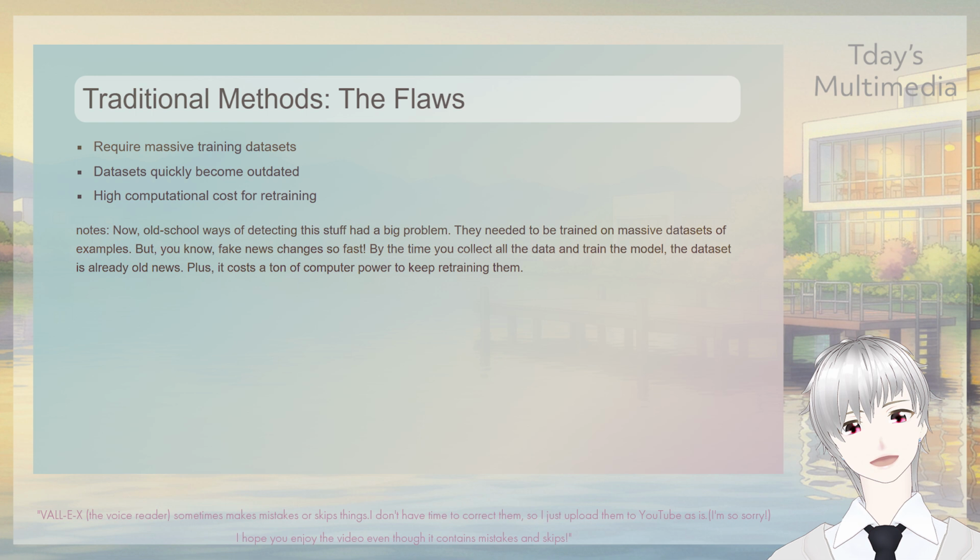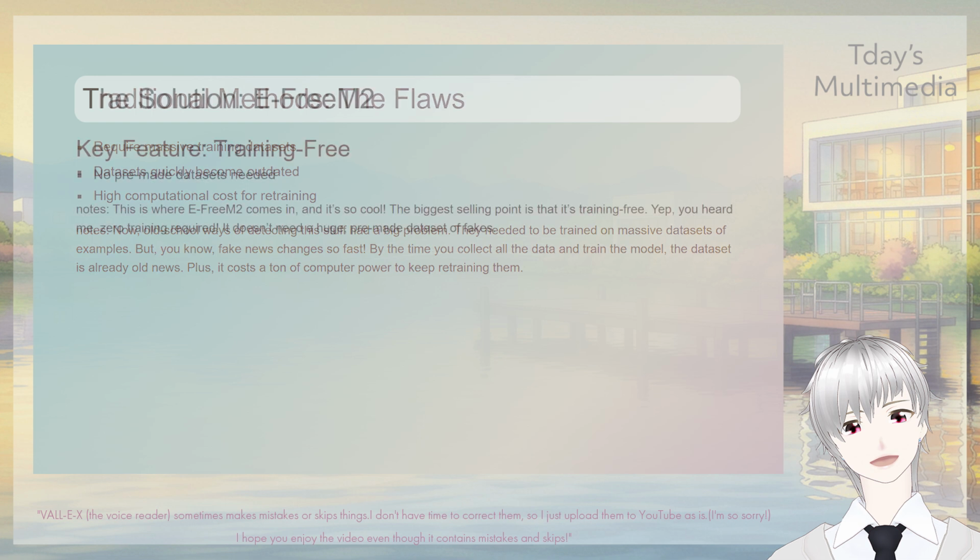Now, old school ways of detecting this stuff had a big problem. They needed to be trained on massive datasets of examples. But you know, fake news changes so fast. By the time you collect all the data and train the model, the dataset is already old news. Plus, it costs a ton of computer power to keep retraining them.